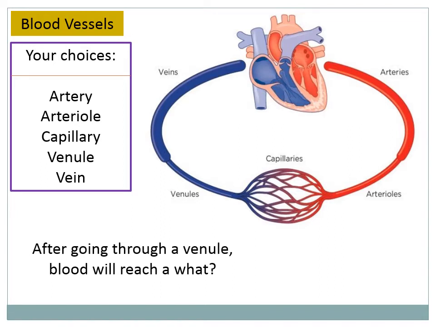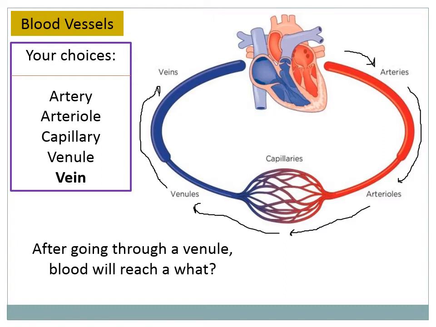All right, so after a venule, we are now going to enter another little area here. So after going through a venule, where are we going to be reaching to? Good. If you said vein, you are absolutely correct. So we go from an artery to an arteriole, to a venule, to a vein. So we can see how we're kind of going in a circle throughout our bodies here.